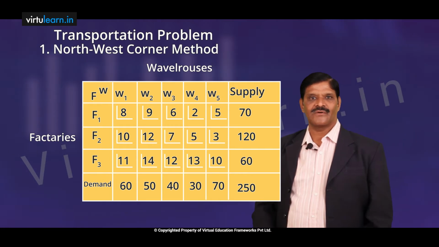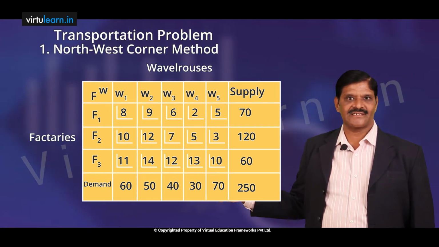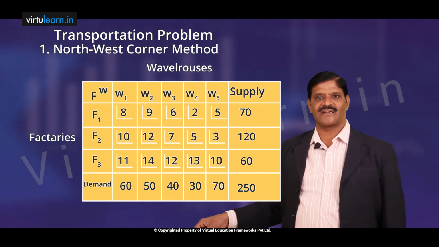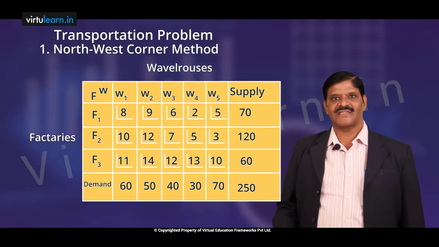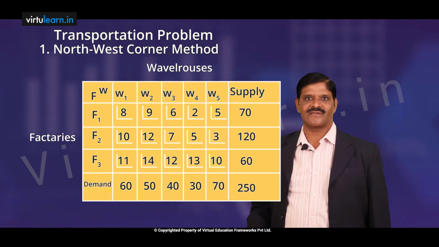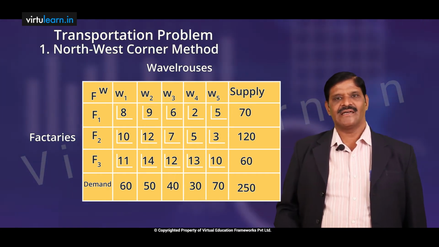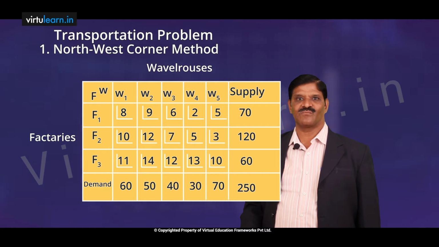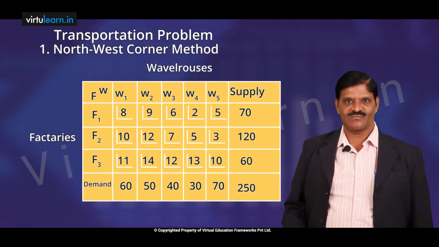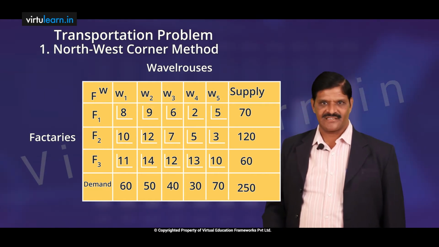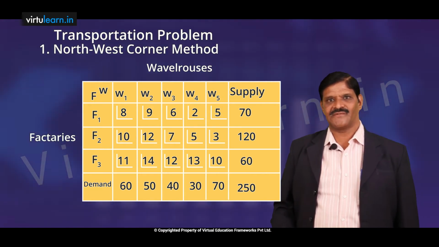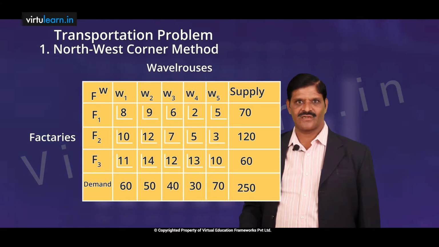If the total of supplies is equal to the total demand or requirement, then it is known as a balanced problem. But if the supply is not equal to demand, that is, supply is more than demand or demand is more than supply, in such a situation we call it an unbalanced problem. However, we will first see the balanced problem and how we are going to solve it.